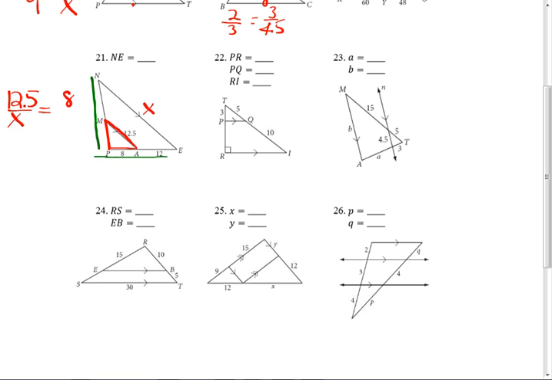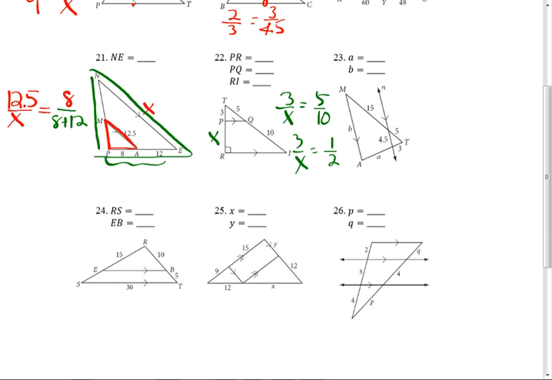So now I find the corresponding sides. What corresponds to 8 on the big one? Not 12, 20. 8 plus 12. That's why there's a 20 there. It's great if you're only looking for the sides. But I can find PR. That's easy. 3 is to x as 5 is to 10. And then I reduce because that's 1/2. So x equals 6.